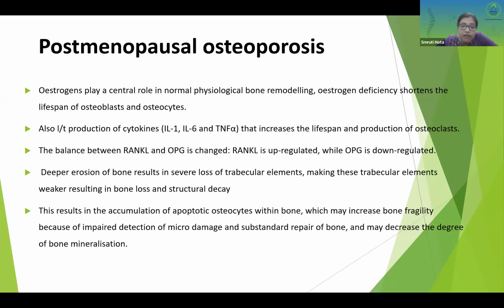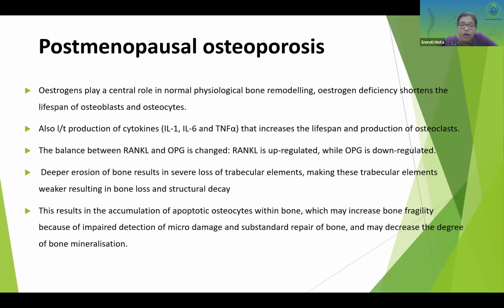And when the estrogen level falls, as in menopause, this balance is disrupted, and the deficiency shortens the lifespan of the osteoblasts and osteocytes, which are the cells responsible for formation and maintenance of the bone. At the same time, it increases production of pro-inflammatory cytokines like interleukin 1, 6, and TNF alpha, which stimulate the formation and survival of the osteoclasts, the bone resorbing cells. And there is an important molecular shift in the RANKL and OPG pathway that sir has explained nicely.